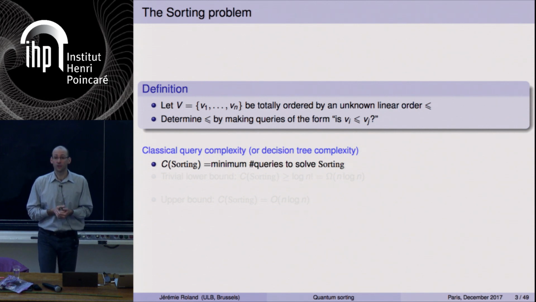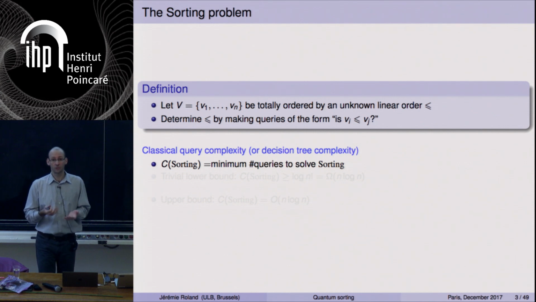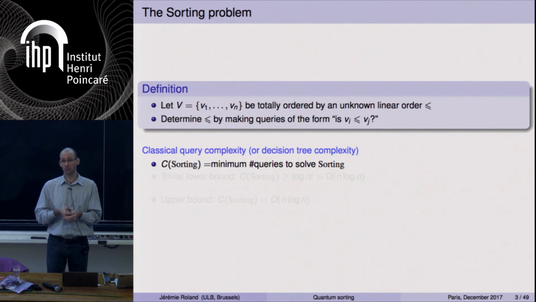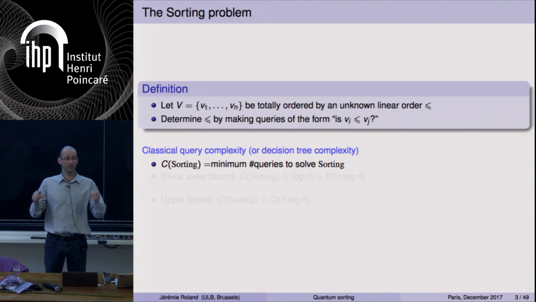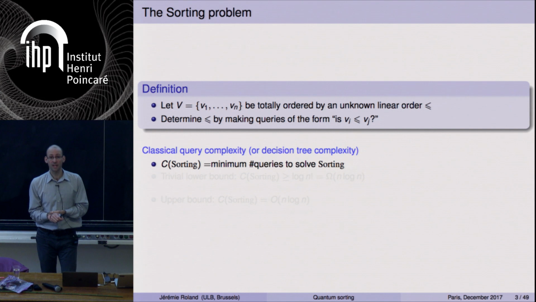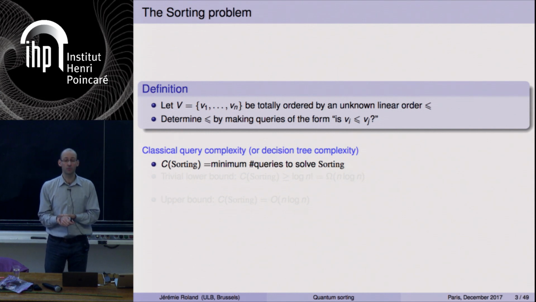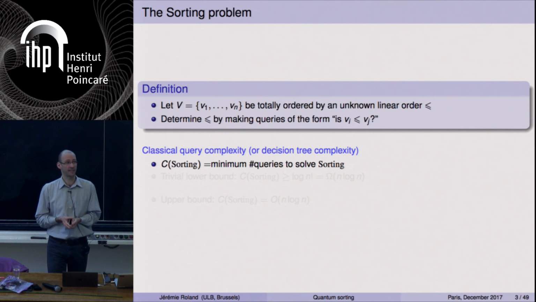Let's look at the classical query complexity of this problem. In classical computer science, typically we talk about decision tree complexity, because you can see any algorithm as a decision tree: each time you perform a query, the answer is either yes or no. The classical query complexity is therefore the minimum number of queries of the type "is Vi less than Vj" that you need in order to completely sort your set.